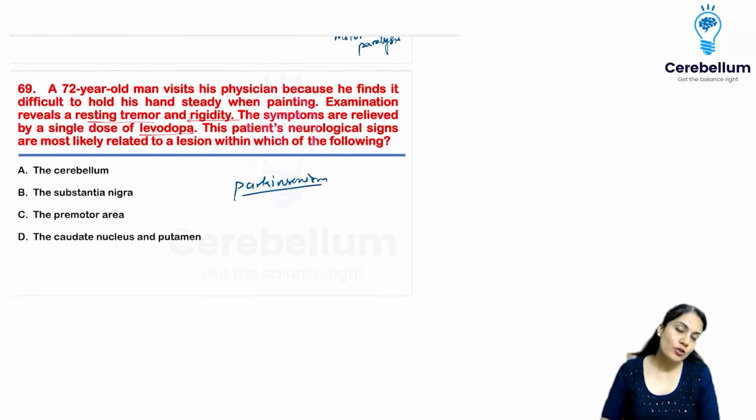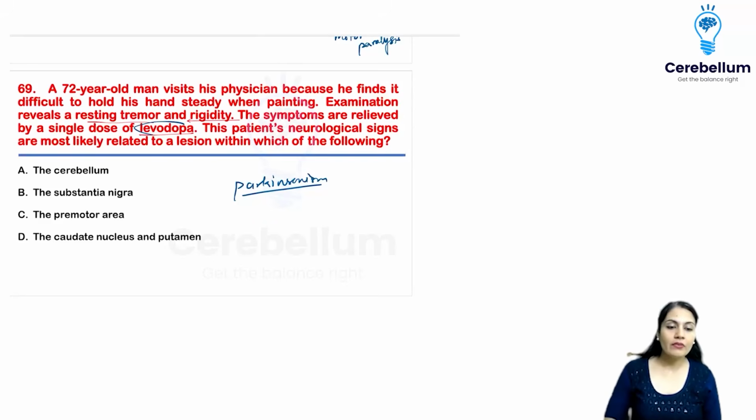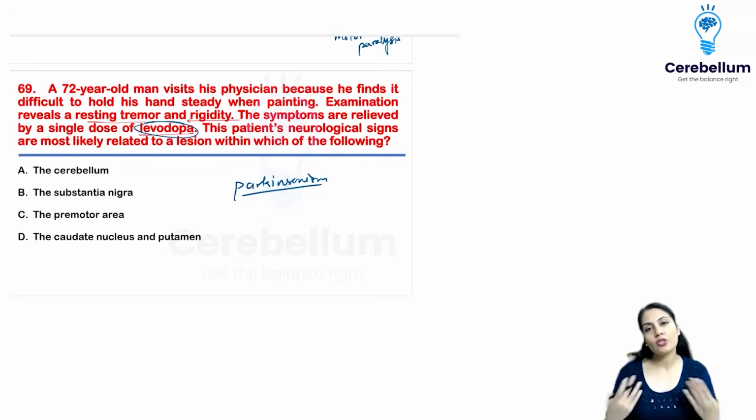So in these patients, you will see resting tremor. Which type of tremors are there? They're going to be low frequency pill-rolling tremors. And you can also see bradykinesia, rigidity and tremors. It's a triad to identify that this is a patient of Parkinsonism. And when we give the levodopa, of course, the patients have the deficiency of dopamine. When you give the levodopa, the symptoms are going to improve.